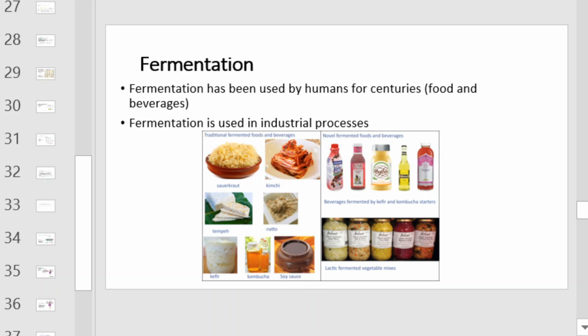Fermentation. Fermentation occurs in the absence of oxygen. Fermentation has been used by humans for centuries for food and beverages. Fermentation also has industrial use.